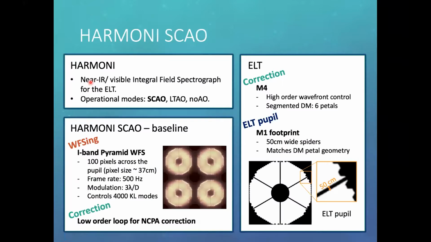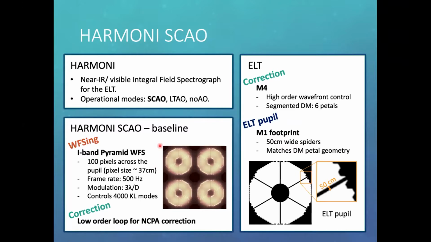Okay, so firstly, just a little overview of what HARMONI is. HARMONI is a near-infrared and visible integral field spectrograph for the European ELT. There are 3 modes of operation, but today I will be focusing on the SCAO mode. So the baseline for HARMONI SCAO is a visible pyramid wavefront sensor with 100 pixels across the pupil, nominally a frame rate of 500 Hertz and a modulation of 3 lambda/d.